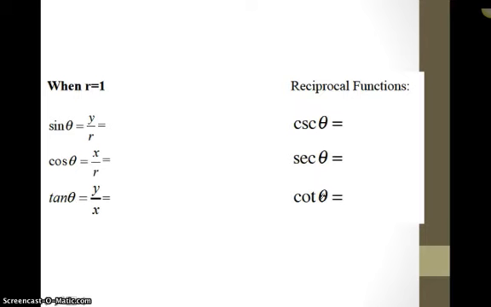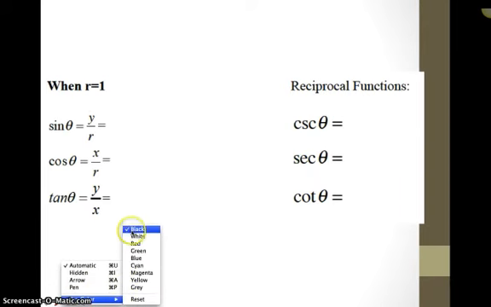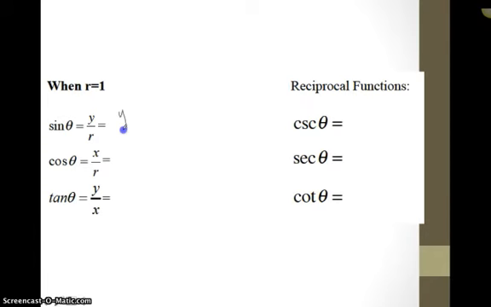Okay, so let's take a look at what some of those values are going to be. You saw this kind of expression here. When r equals 1, sine is obviously just equal to y. So we said this before, this is y over 1. Cosine is equal to x, and tangent is y over x. The reciprocal functions, I can just flip those: 1 over y, 1 over x, and x over y.